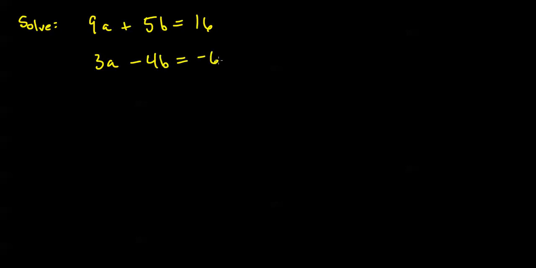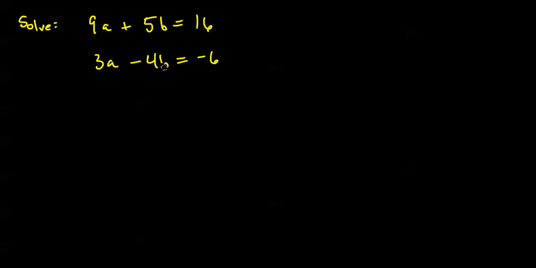Alright. Let's try another one with the elimination method, one a little harder. That one was kind of rigged to cancel right from the get-go. 9a plus 5b equals 16. So here we're dealing with a's and b's instead of x's and y's. That's okay. And 3a minus 4b equals minus 6.